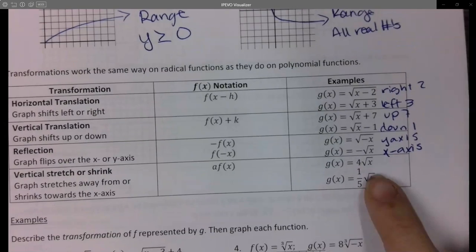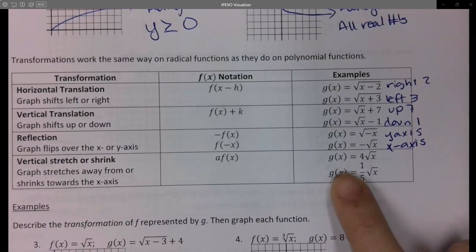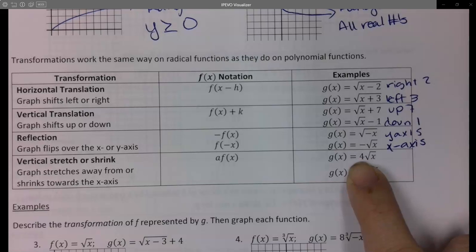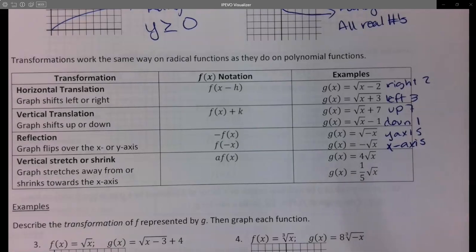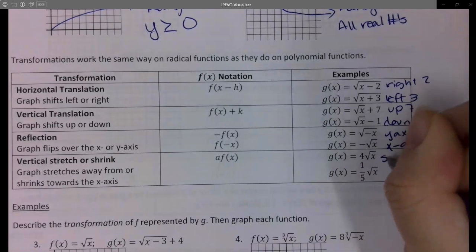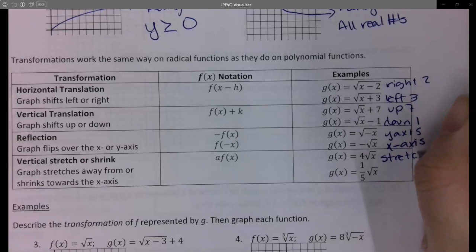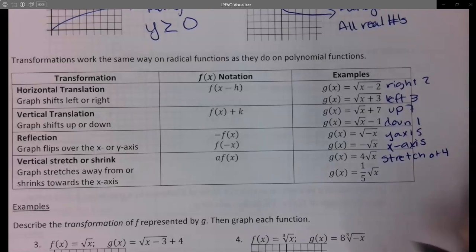Okay, and then the last 2 things I have are vertical stretches and shrinks. The 4 is a stretch or shrink. Stretch. Remember, whole numbers larger than 1 are always stretches. And less than 1, more than 0 are shrinks.